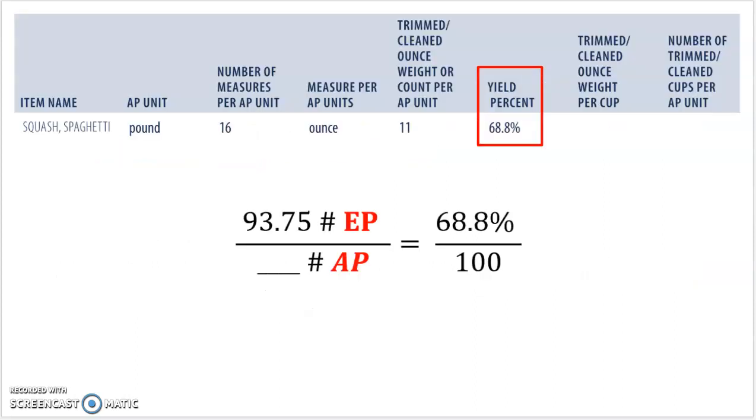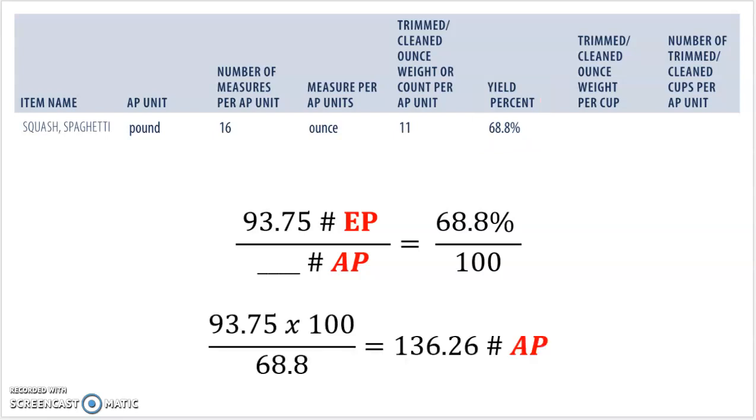Okay, so now we're going to use our yield percent formula. We look up the yield percent in the book of yields, apply it to our pounds EP, and get 136.26 pounds AP of spaghetti squash.